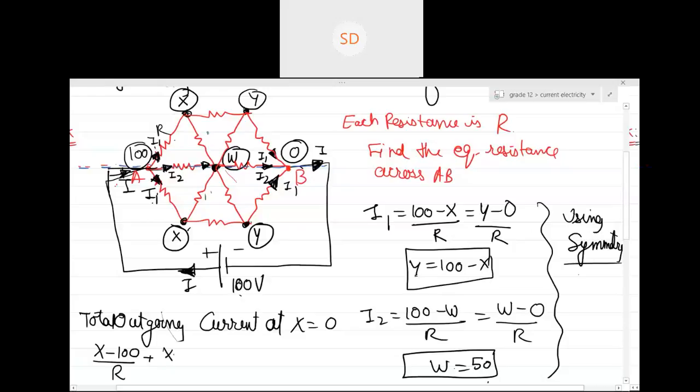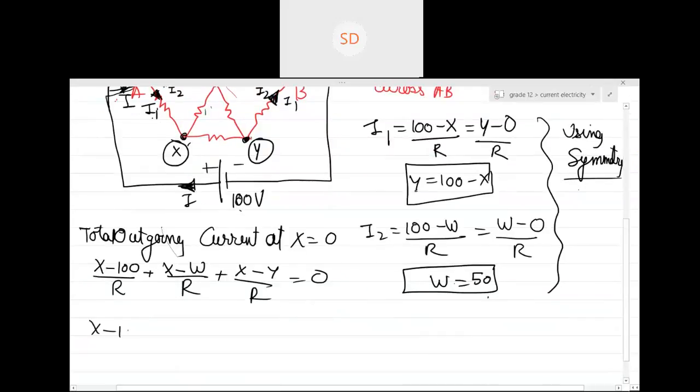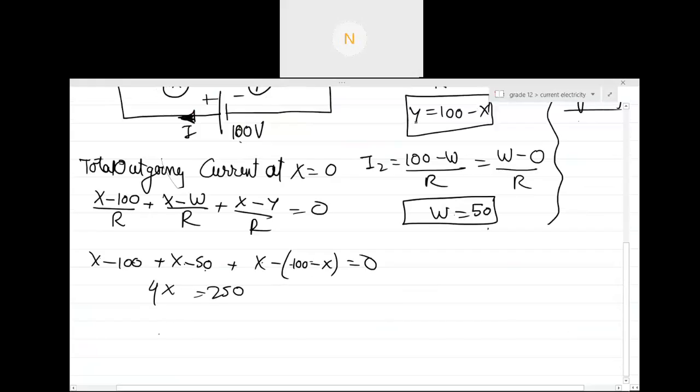x minus 100 plus x minus w. What was w? 50. And the last one will be x minus y divided by r equals 0. So I can solve this: x minus 100 plus x minus 50 plus x minus (100 minus x) equals 0. So from here 4x equals 100 plus 50 plus 100, which is 250, right? And from here x will be equal to 62.5.